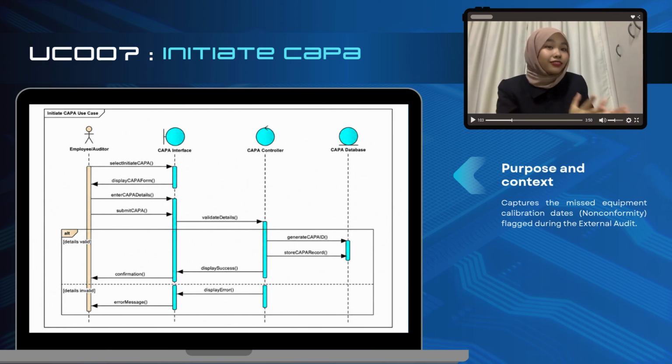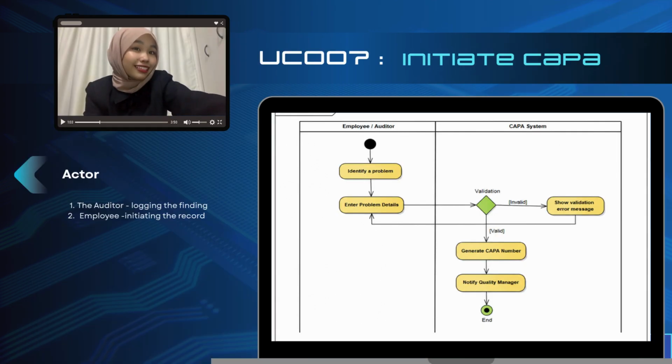Okay, for purpose and context, this is to capture the missed equipment calibration dates, which is a non-conformity flagged during the external audit. For actors, the first one is the auditor, who logs the finding, and the second one is the employee, who initiates the form.